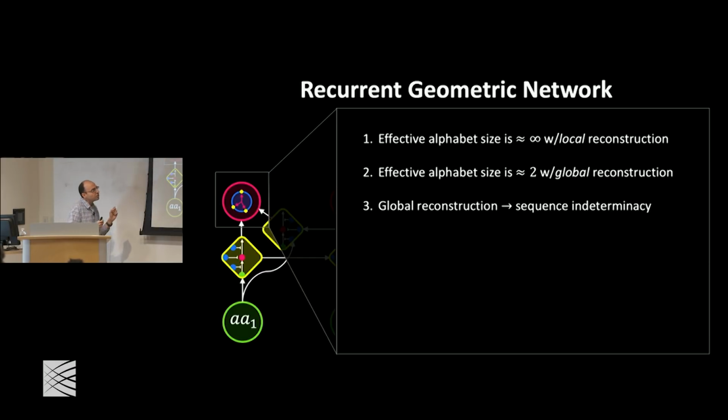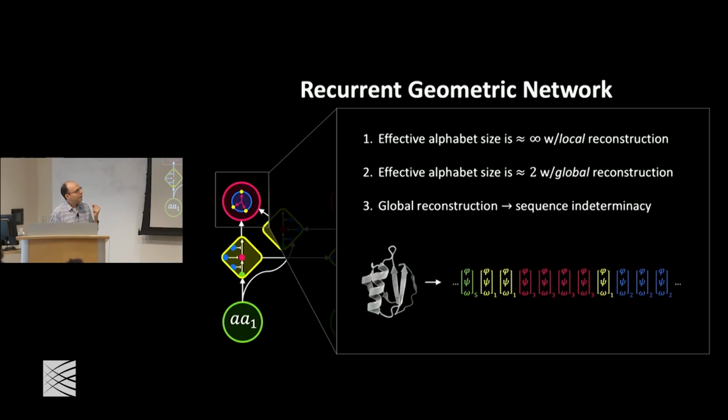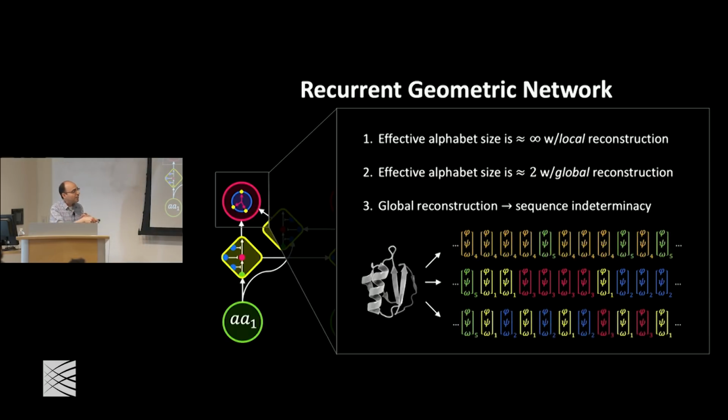There is a problem though, which is that global reconstruction leads to a sequence indeterminacy. And what I mean by this is that if you take the structure, you could have one particular sequence that gives you reasonable accuracy. But you could have other sequences that are actually quite comparable in accuracy.